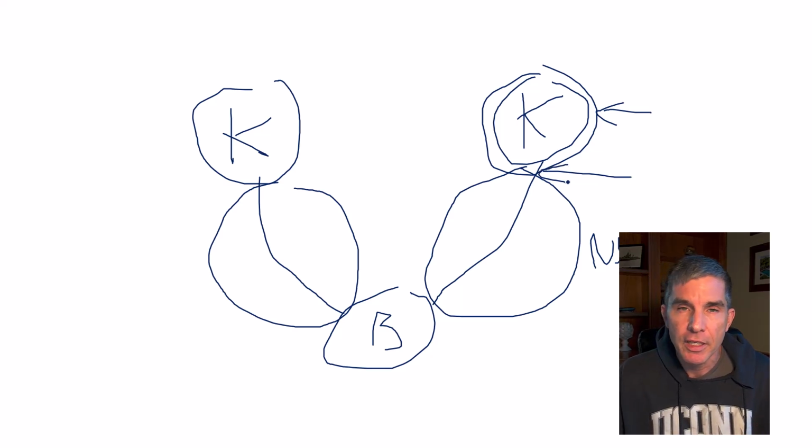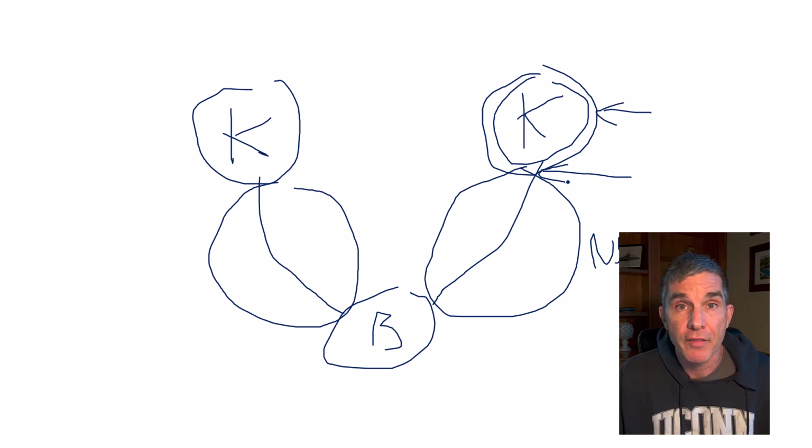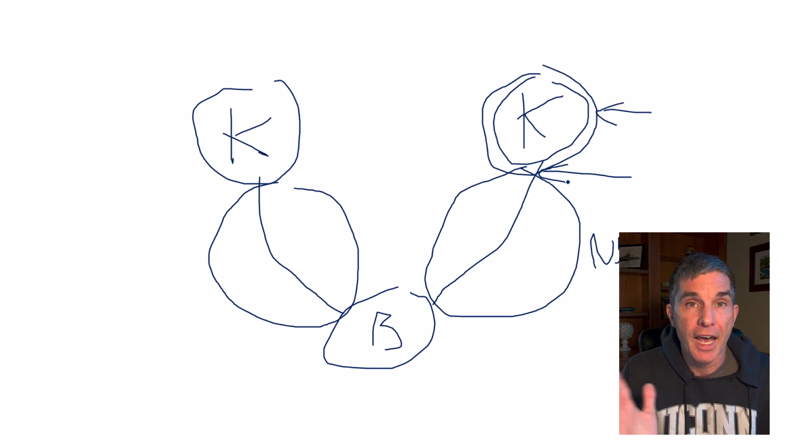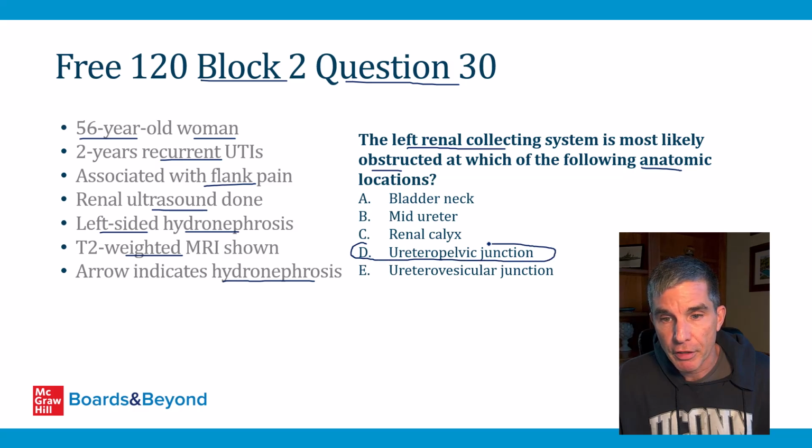This is not something you're going to have seen before in First Aid or in an Anki card. This is just something you're going to have to figure out on the fly by looking at the image and applying logic, comparing the abnormal side to the normal side. So if you know that, then going back to the answer choices, we can pick out that answer choice D must be the correct answer, the ureteropelvic junction.